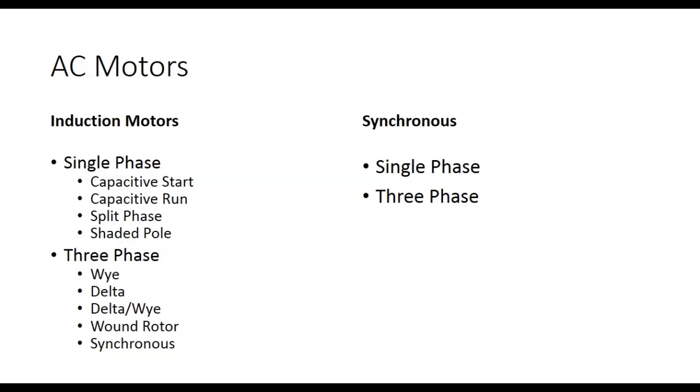Single phase, we have capacitive start, capacitive run, split phase, and shaded pole. Three phase, we have Y, delta, delta Y, round rotor, and synchronous. And of course, synchronous, we have single phase and three phase. Y'all understand it? It's single phase, three phase. Anybody got any problem with that?